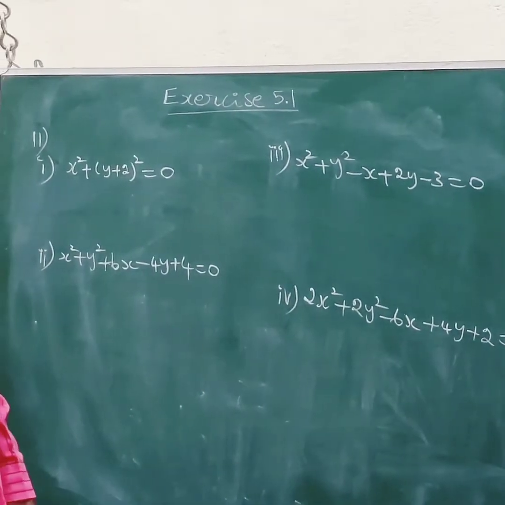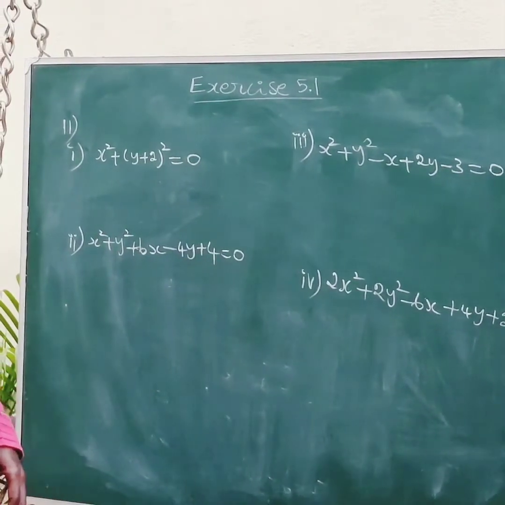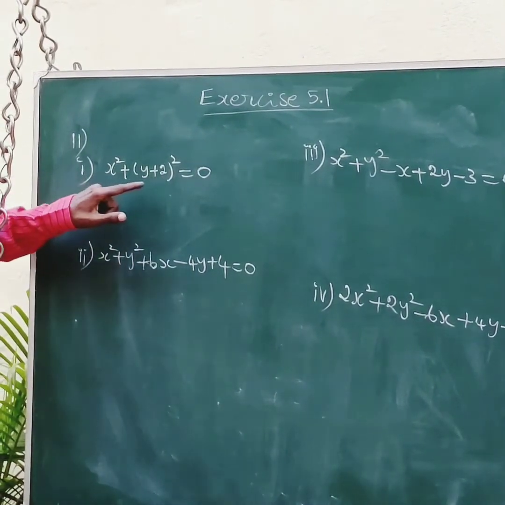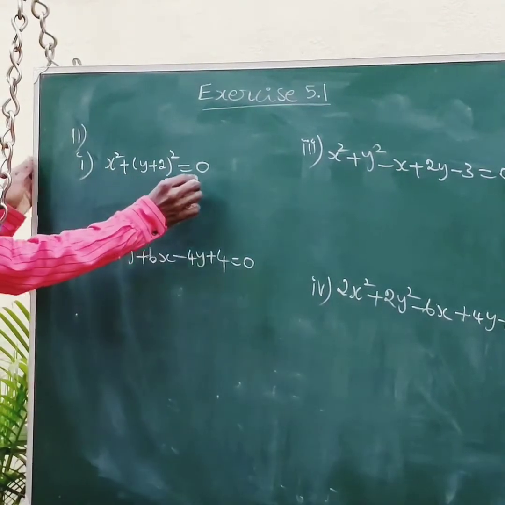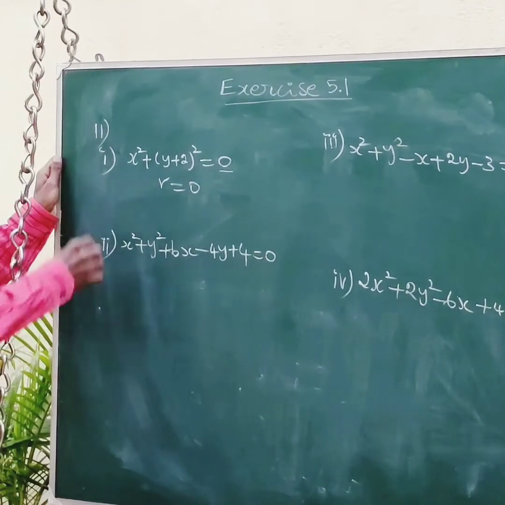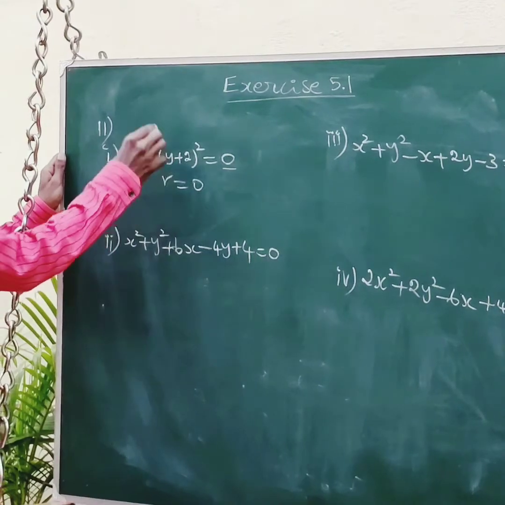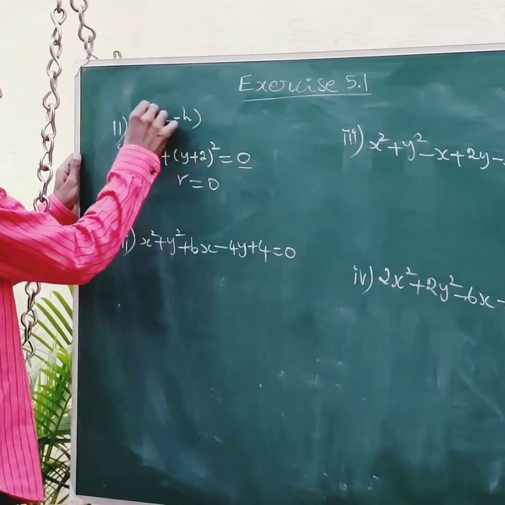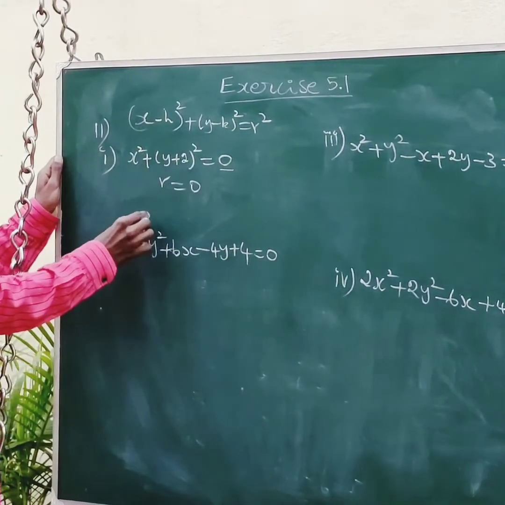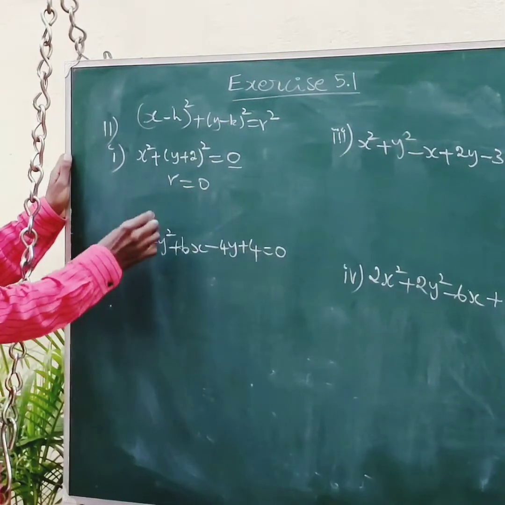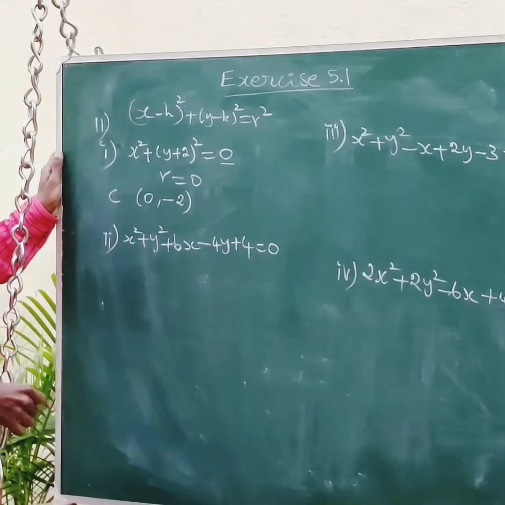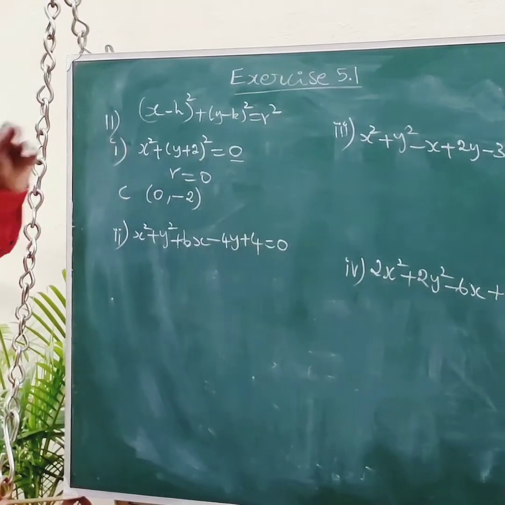Okay, now question number 11 is nothing but one more question. Find the center and radius of the following circles. The first circle is x square plus (y plus 2) the whole square equal to 0. Look at that. So obviously the radius r equal to 0. Let's compare with the general equation, (x minus h) the whole square plus (y minus k) the whole square equal to r square. So h equal to 0 and k equal to minus 2. Therefore the center is (0, -2) and the radius is 0. It is a point circle.